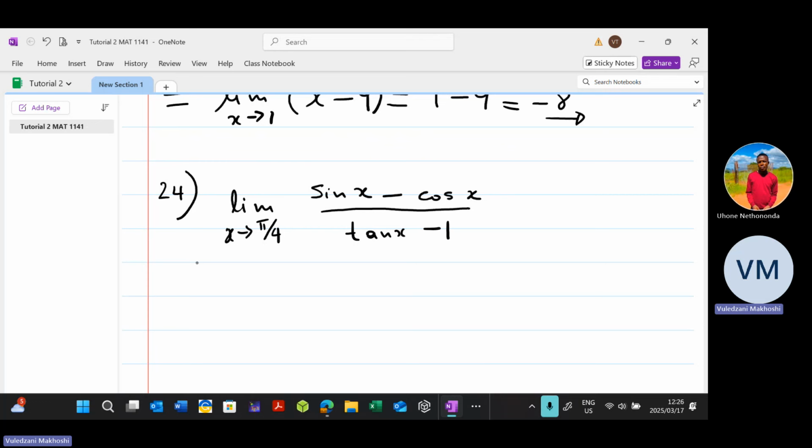So what we are going to do is just to rewrite this and simplify a little bit, x approaching pi over 4. And remember, if you are using a calculator to evaluate the tangent of pi over 4, you must put your calculator in radian mode.